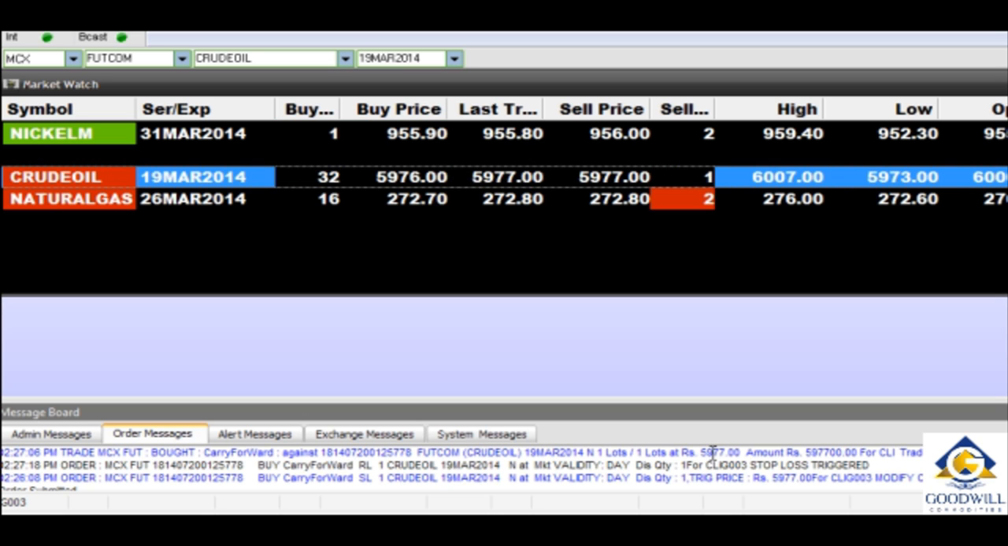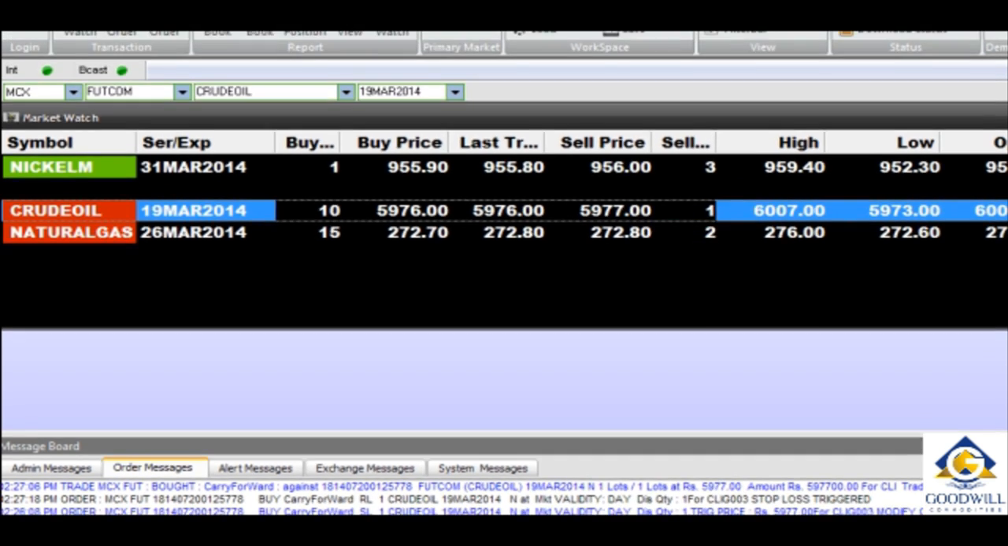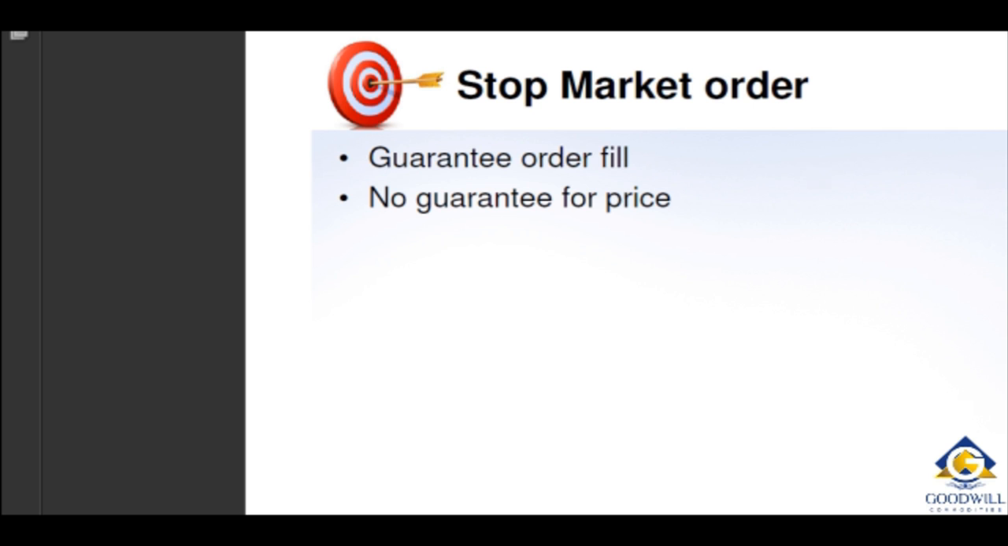Why are we placing this type of stop loss market order? Because when the market is volatile, if there is any major news affecting the market, this type of stop loss order guarantees me something. I will explain. It guarantees me order fill. I can be sure that if the price is going to come to that point, my order will be filled.